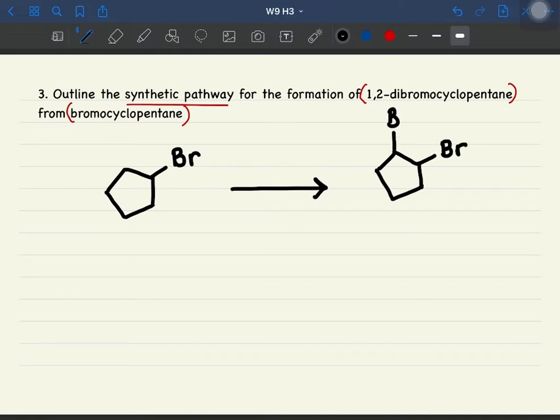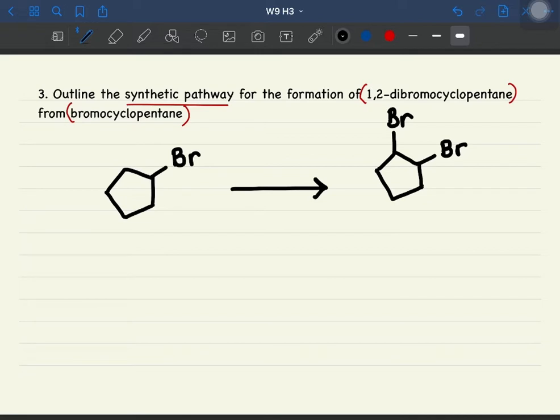So you are free to choose whether you want to put the Br at this carbon or maybe the other neighboring carbons. Alright, so please have a look at this initial structure. You are going to start with alkane, and then your final product is also alkane. From what we have learned, we only have 2 reactions for alkane, which are halogenations and also combustions. Means that we cannot have this product of 1,2-dibromocyclopentane directly from the bromocyclopentane. We're going to need another way to form this 1,2-dibromocyclopentane.